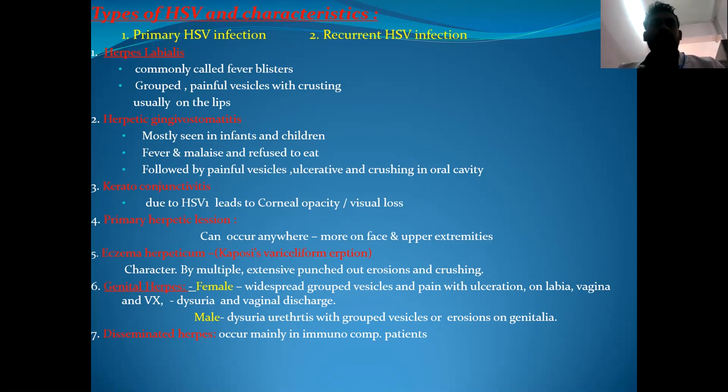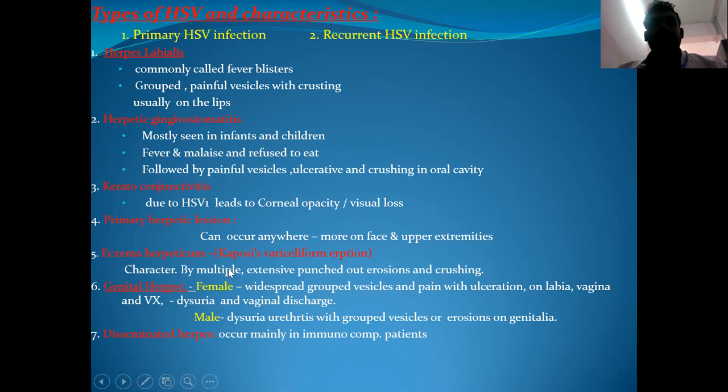Herpetic keratoconjunctivitis is usually caused by HSV-1. It can lead to corneal ulcers, corneal opacity, and sometimes even blindness. So it is important to identify the keratoconjunctivitis at an earlier stage to prevent possible corneal opacity and visual loss. A primary herpetic lesion can occur anywhere. It is more common on the face and upper extremities.